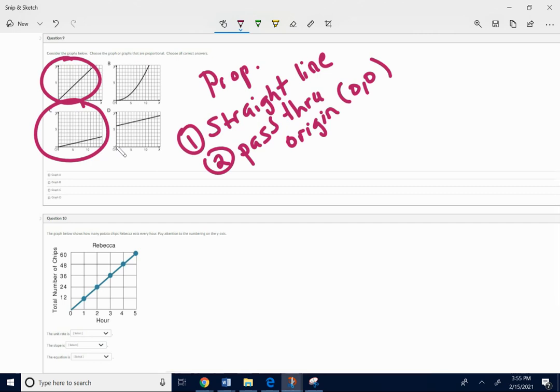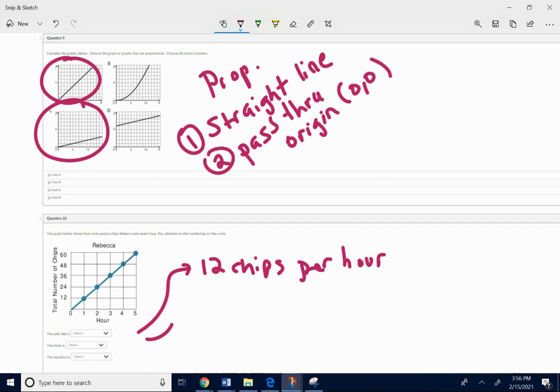The last problem, we have Rebecca's chips per hour. We're asking for the unit rate, the slope, and the equation. The unit rate: notice 1 hour, 12 chips. That kind of tells you the unit rate right there. She has eaten 12 chips in 1 hour. The unit rate is a fraction with per in it, like chips per hour. So the unit rate would be 12 chips per hour.